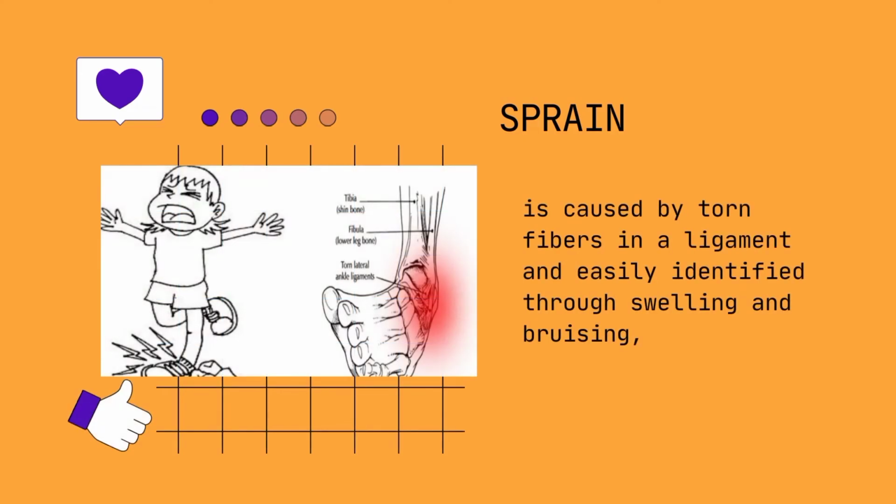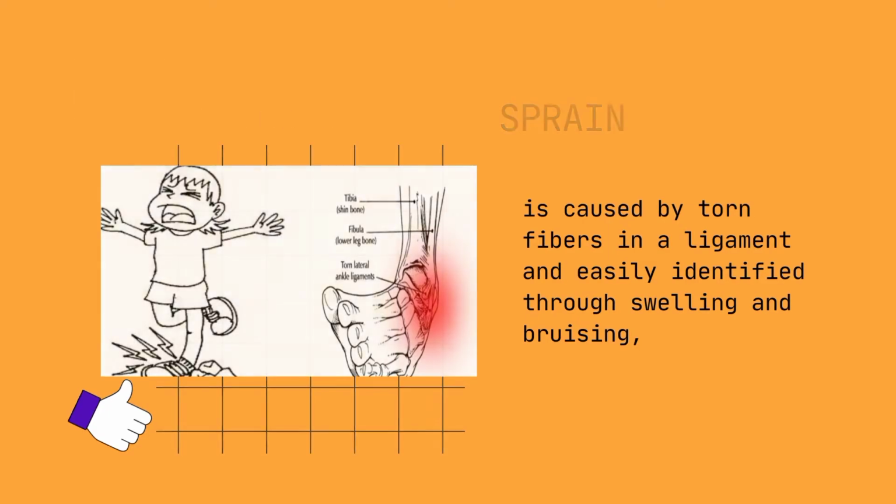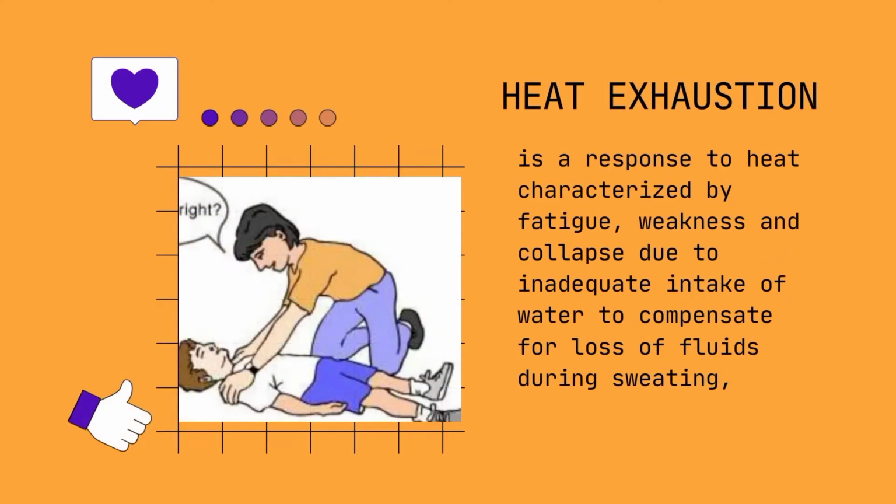First is sprain. Sprain is caused by torn fibers in a ligament and easily identified through swelling and bruising. Second is heat exhaustion. Heat exhaustion is a response to heat characterized by fatigue, weakness, and collapse due to inadequate intake of water to compensate for loss of fluids during sweating.